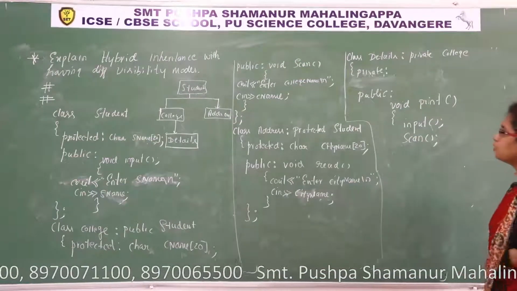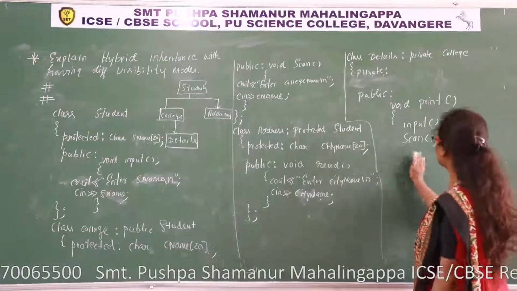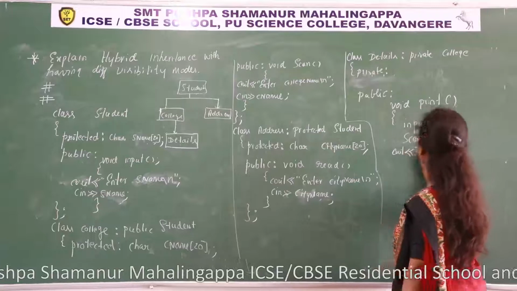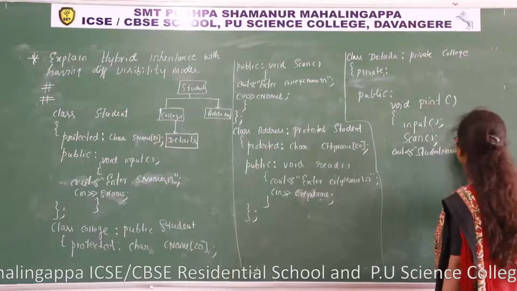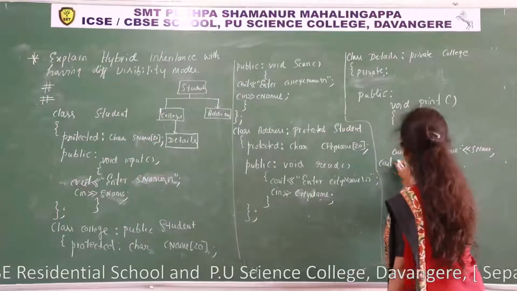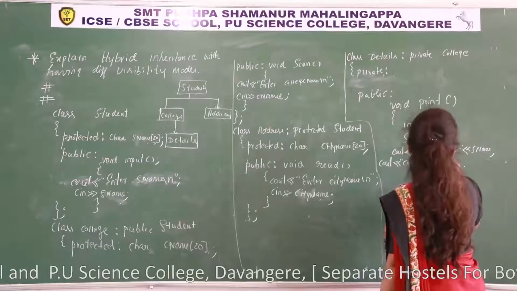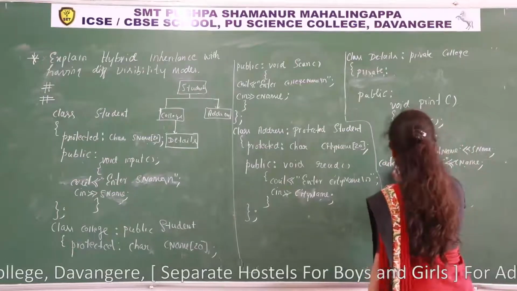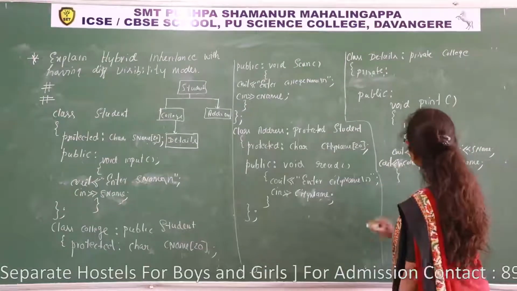Then I want to display the contents, that is college name and student name. Cout, student name, S name, cout insertion, college name, C name. See, I must use a \n here. Then print function close, class close.